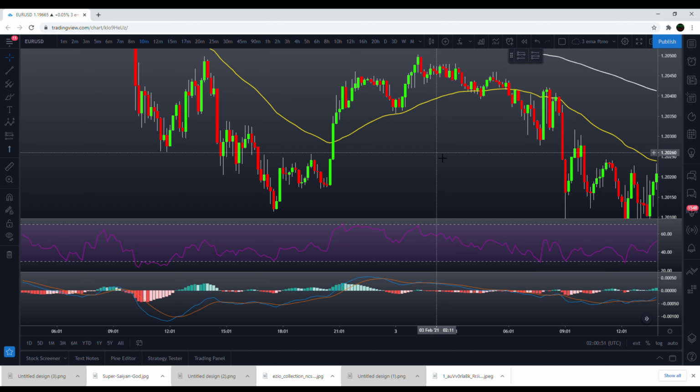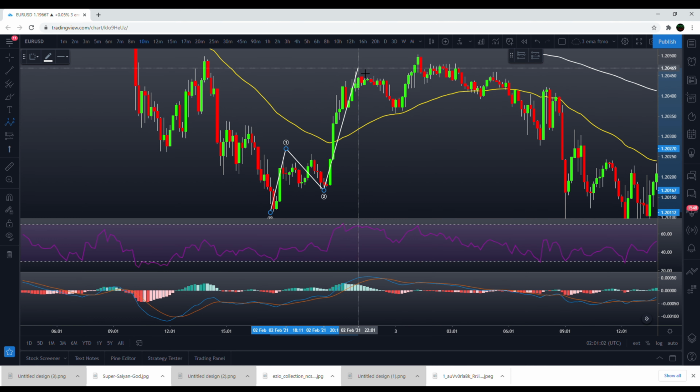Okay, so first thing is I'm just going to outline the pattern itself, talk about what the pattern actually needs to look like in order for it to be valid, and then talk about how you actually determine if you can take an entry on it. So the first thing is, if you haven't already spotted it yet, we're looking at a 5-wave Elliott impulsive move.